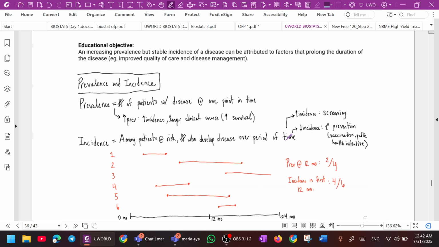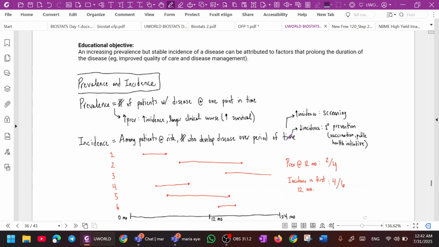But these two other people are still living in this population, right? They are living. They just have not gotten the disease at 12 months. They come to get the disease later, like at 13 months or whatever. But they are living in this population. Does it make sense? Okay. So you got prevalence.